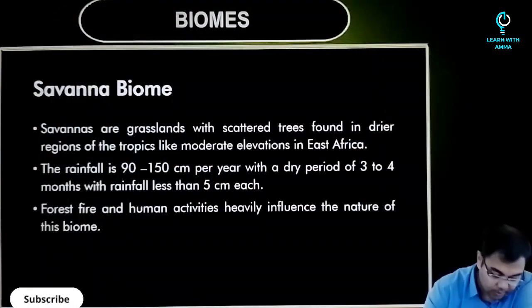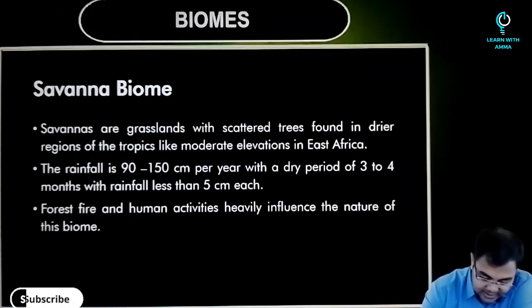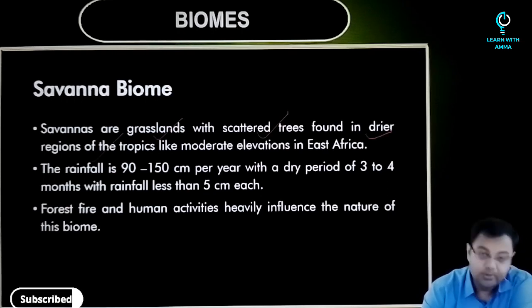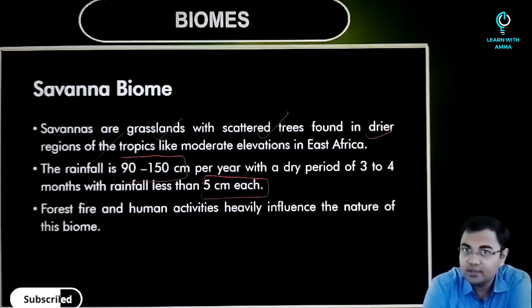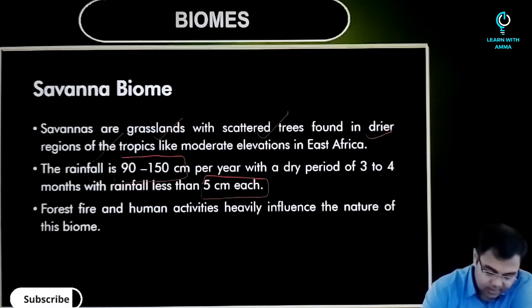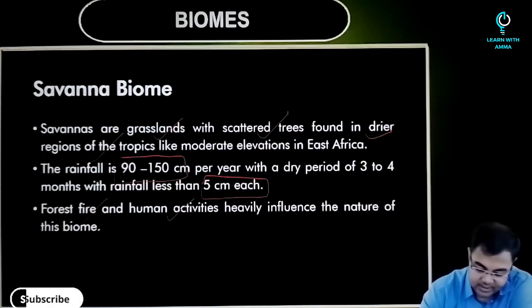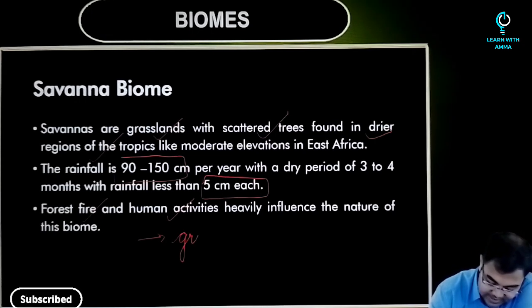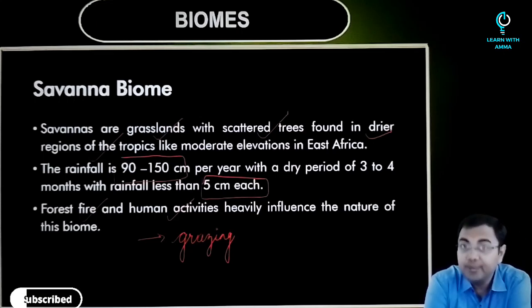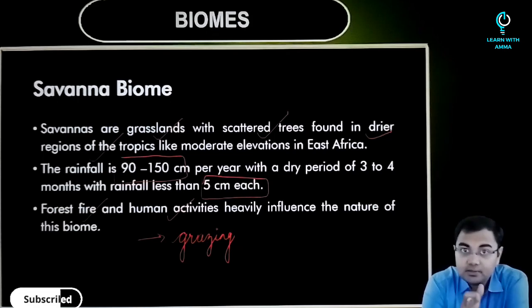So just to sum up the points which are important, they are grasslands with scattered trees, as I said. They are found in the drier regions of the tropics. The rainfall is 90 to 150 centimeters per year, and there can be some areas where the rainfall will be lesser than 5 centimeters. Forest fire and human activities heavily influence the nature of the biome. One more factor that you can actually add to your notes is grazing. Grazing also plays a big role when it comes to the savanna biome. So these are a few of the characteristics of the savanna.